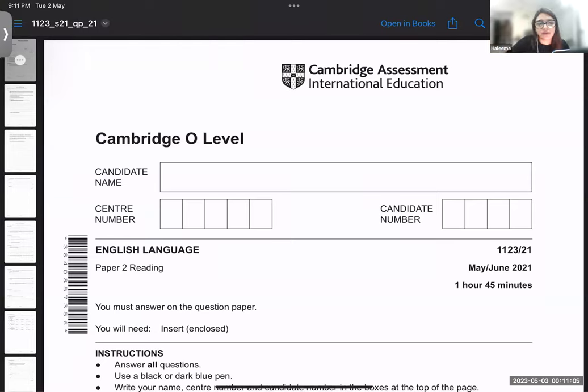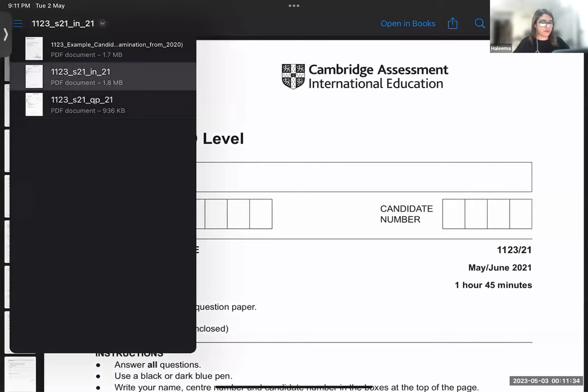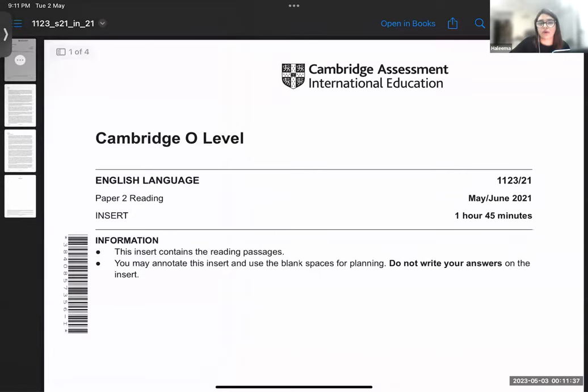All right, so this in front of you is the May-June 2021 paper for 1123, which is the reading paper, comprehension passages, which you are expected to read for meaning and for ideas. So you will actually be given the paper in two parts. You have your reading section, which is going to be your insert, and then you're going to have a question paper. If you look at this, the first thing that you need to keep in mind is the insert itself. This is where your comprehension passages are. This is what you have to read and answer the questions using. So this is your resource.